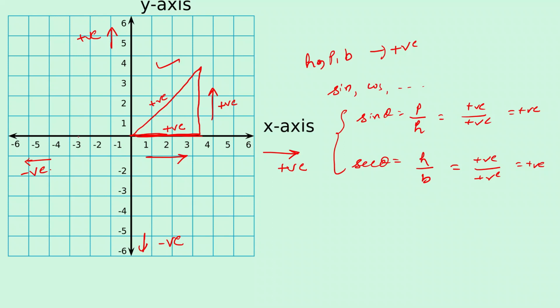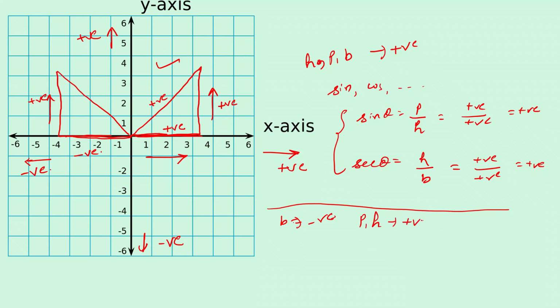But consider something in the second quadrant. So say for example, if we consider a right angle triangle in the second quadrant now. All right, so we have our base to be negative because it is in the negative direction of the x-axis, but we still have our perpendicular positive because it is still pointing upwards. Okay, so let's write it down over here. What we have is base negative, and perpendicular and hypotenuse positive.